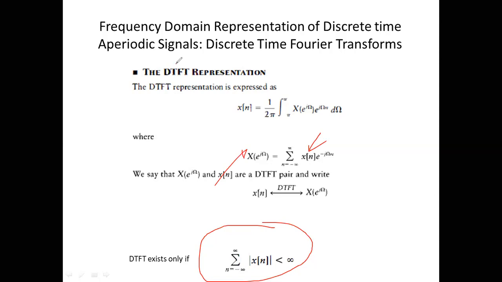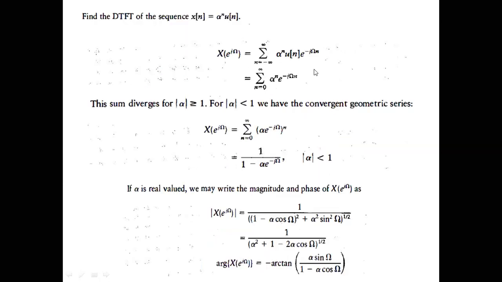Okay, now without wasting much time, let us get into a numerical. How does a typical numerical look like? So here is a simple example, an exponential, the usual suspect: alpha to the power n into u of n, a complex exponential.